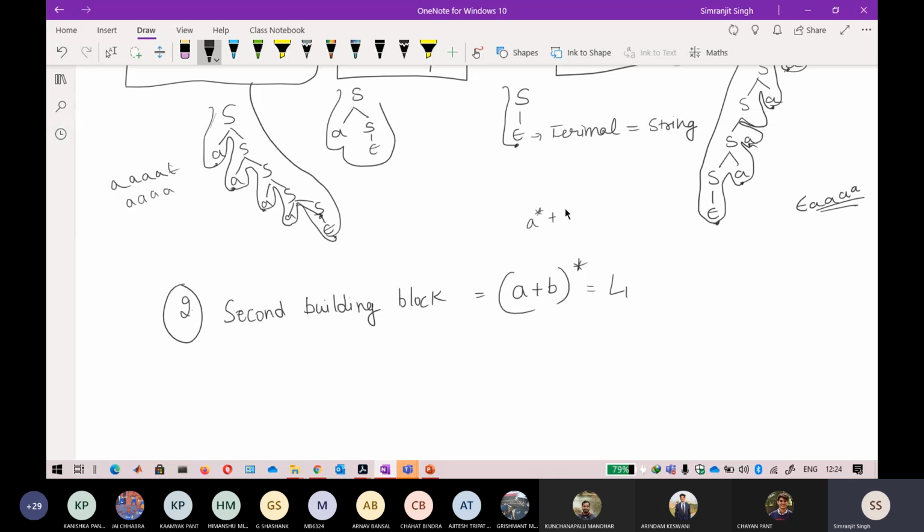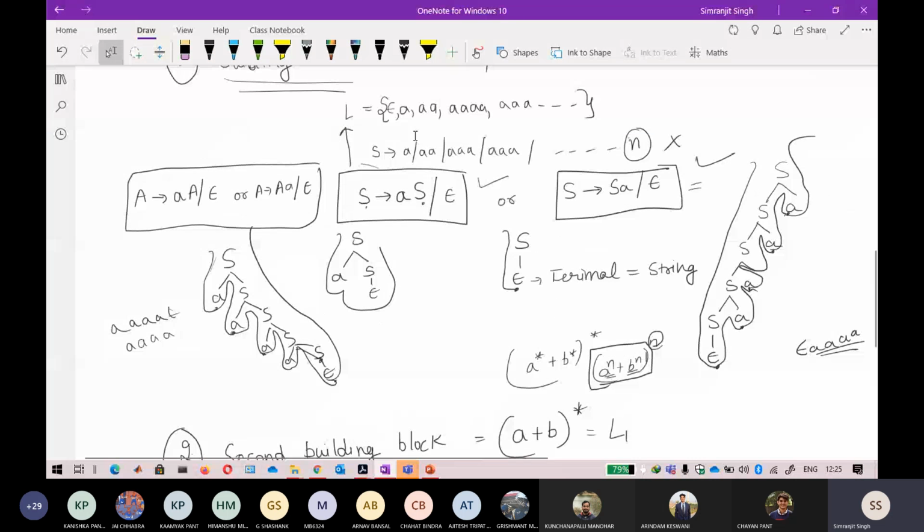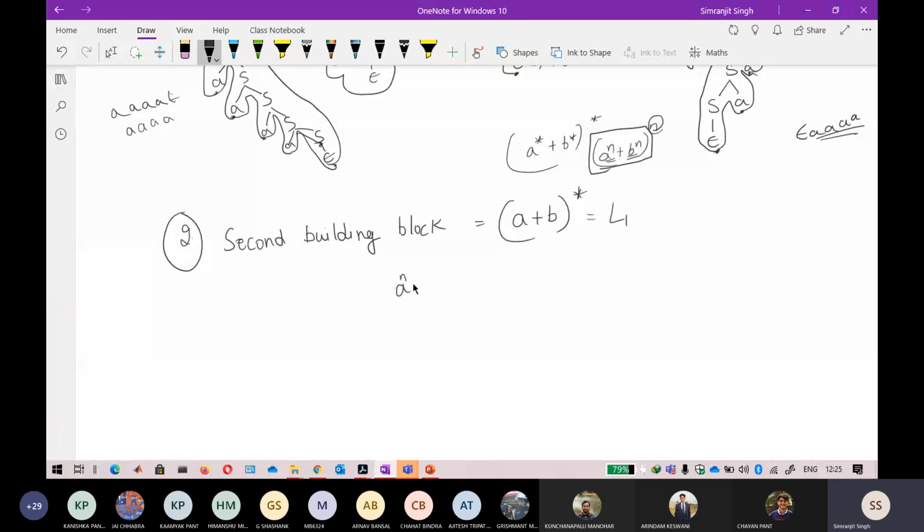(a* + b*)*. Okay, so it means that you can think of it like this: a raised to power n plus b raised to power n, raised to power star. So this is again a building block, and this whole thing is also a building block. The a raised to power n is also used in here, so don't worry about that. If you remember the regular expression identities, it can be written like this.